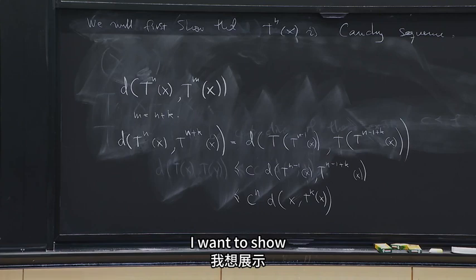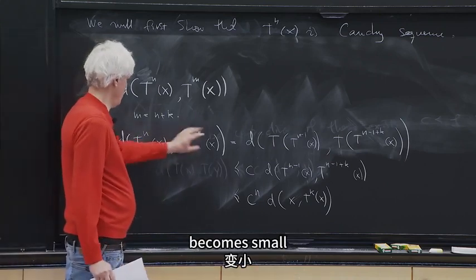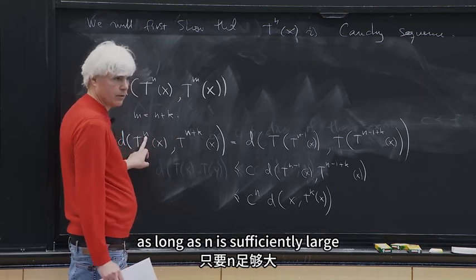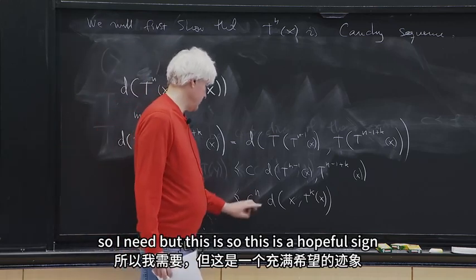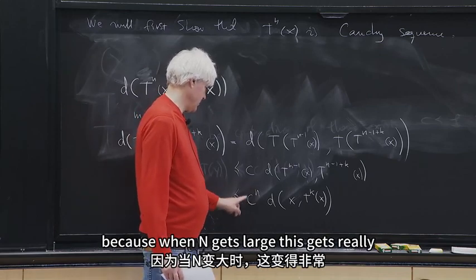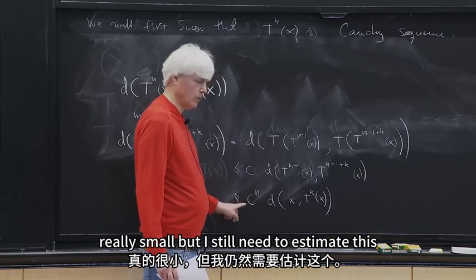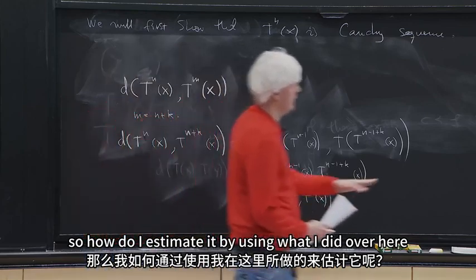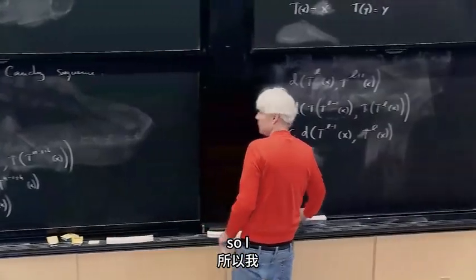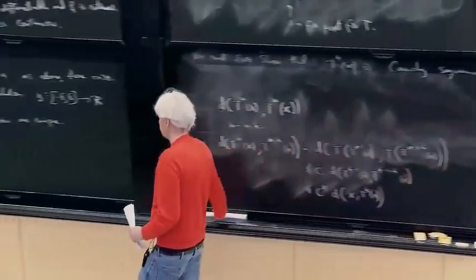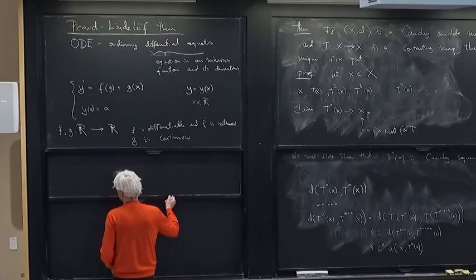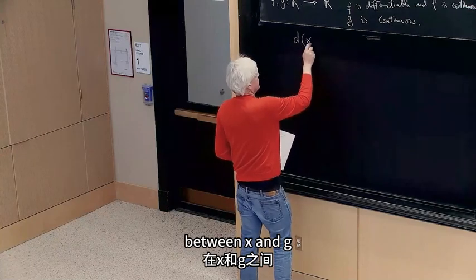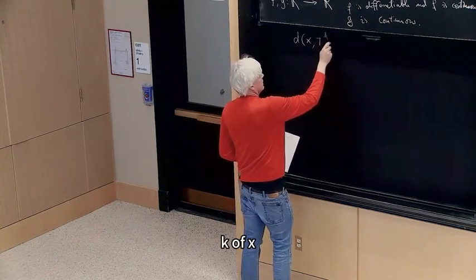I want to show that this thing here becomes small as long as n, remember k is a positive integer, as long as n is sufficiently large, right? This is a hopeful sign, because when n gets large, this c^n gets really, really small. But I still need to estimate this distance here. Now, how do I estimate it? I'm using what I did over here. So you have the distance between X and T^k of X.